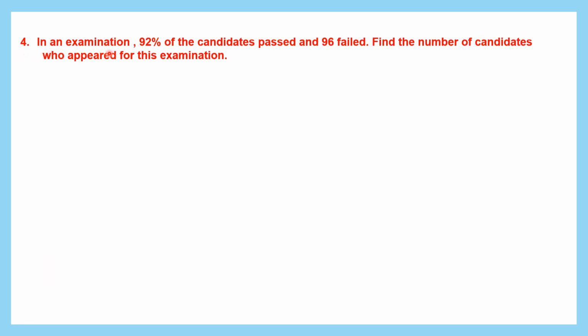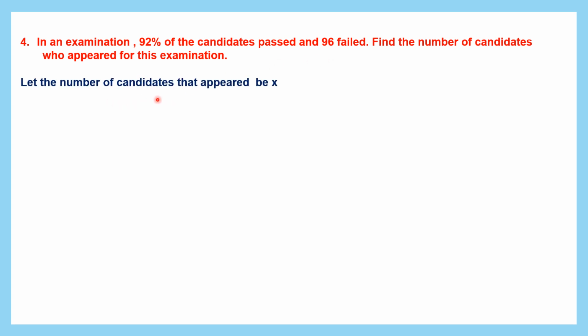Question 4. In an examination, 92% of the candidates passed and 96 students have failed. Find the number of candidates who appeared for the examination. So we have the percentage of students that passed and we have the number of students that failed. Now we have to find how many appeared for this exam. So we need to know this number and add it to this. Then we will know how many of the students appeared for this examination.